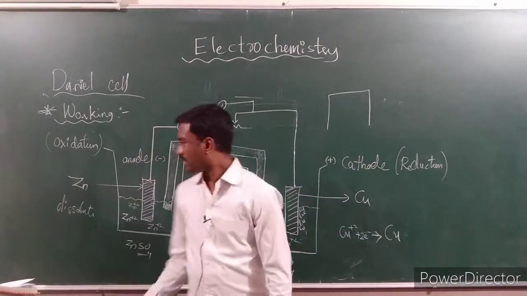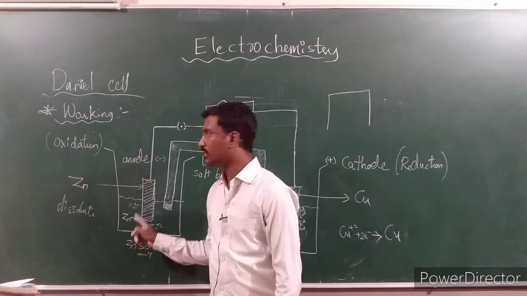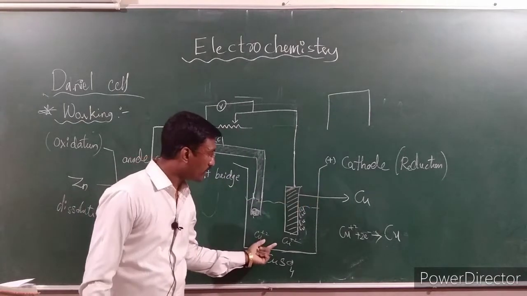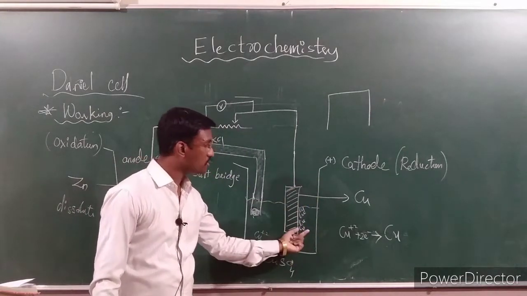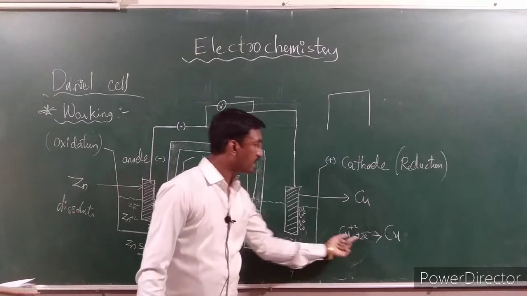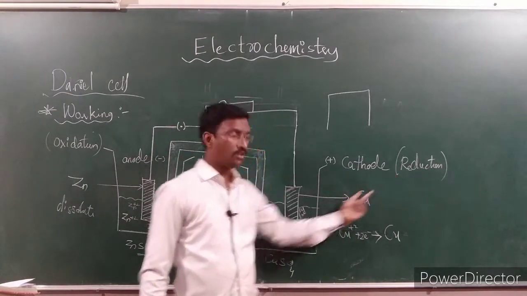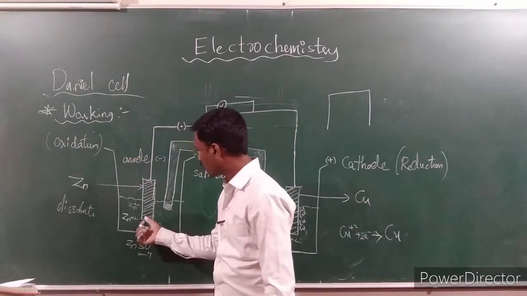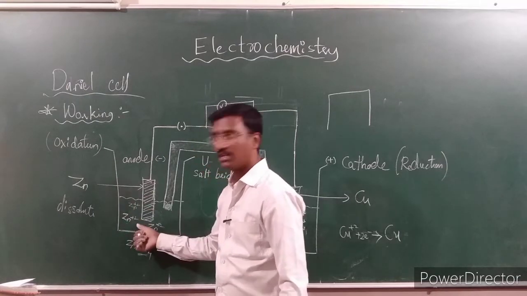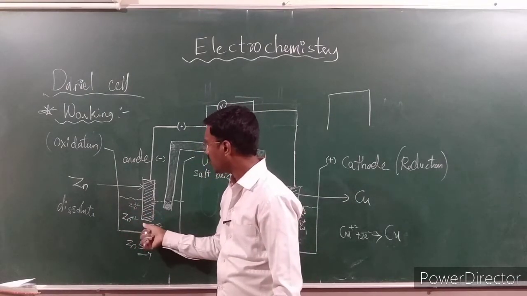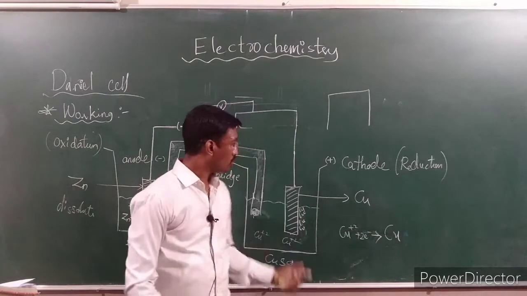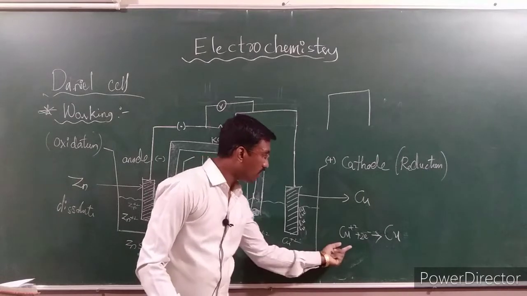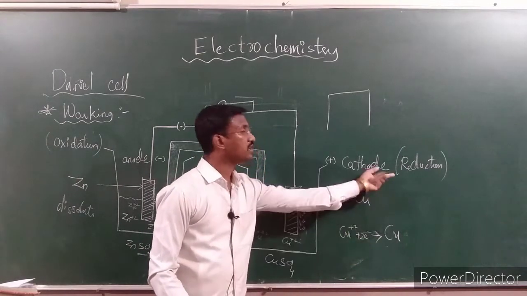Look here. At anode, zinc undergoes dissolution, that is called oxidation, and at cathode, the copper undergoes deposition. Deposition is nothing but gaining electrons. For that reason, it is called reduction. So copper undergoes reduction by receiving electrons, whereas zinc undergoes oxidation by loss of electrons. Here zinc is going to lose electrons, therefore it is called oxidation. Copper is going to take electrons, so it is gaining electrons, and due to the gain of electrons copper undergoes reduction.